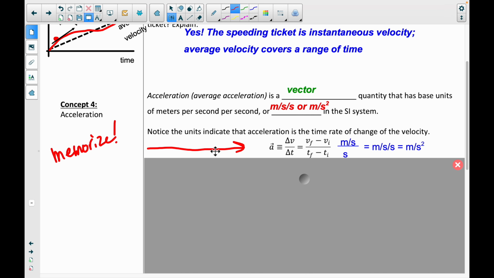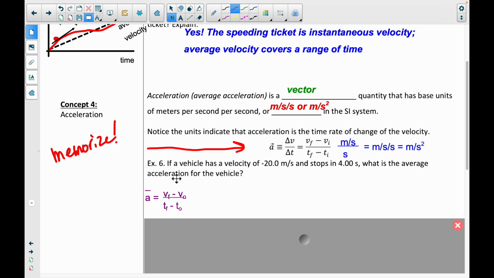It is not given to you because I think AP thinks this is so basic you ought to know it on your own. Memorize this. Notice the units indicate that the acceleration is the time rate of change of the velocity. In other words, if we think about the numerator, we have velocity, which is meters per second. The denominator is time, which is seconds. So that's meters per second per second. That means how fast you are increasing your speed. So you're speeding up, and that is measured in meters per second squared.